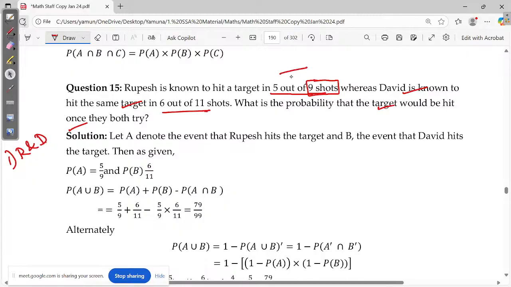Which is totally 9 shots, and you can hit 5. It's 5 by 9, the probability of Rupesh. When you talk about David, he says if given 11 shots, he will hit 6. So this is the probability of David, which is 6 out of 11. So this is the data given. Please try to understand the two events and the probability values of Rupesh and David.